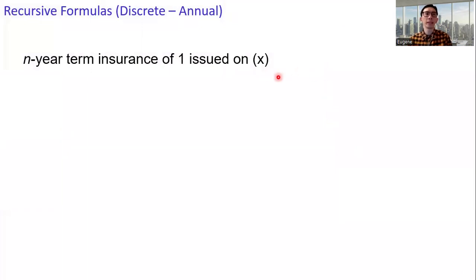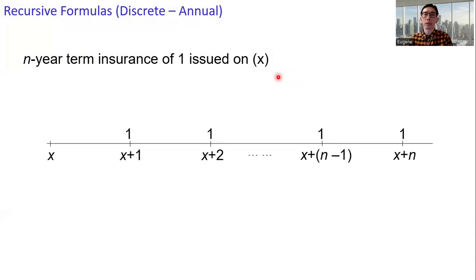First, consider an n-year term insurance of one issued on an individual at age X. Here we have the death benefit. Only this $1 will be paid at the end of the year of death if the individual dies within this n-year period.